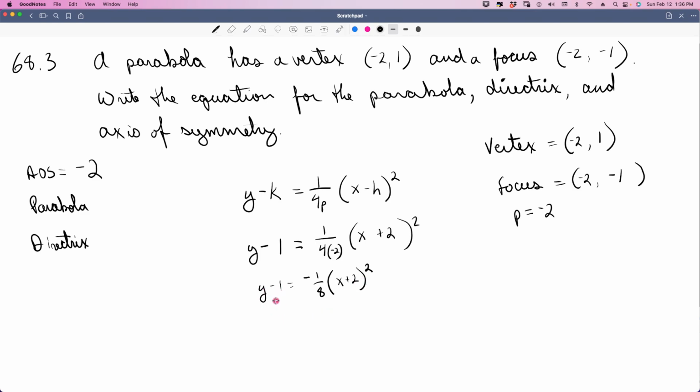And we want to solve it for y by itself, so we're going to add 1 to both sides. So y is equal to -1 over 8 times x plus 2 squared plus 1. And that is how we would write the equation for that parabola. We always want to get y by itself whenever possible. So this would be the parabola right here. I'm not going to rewrite it. I'm just going to erase this and rewrite parabola down here.